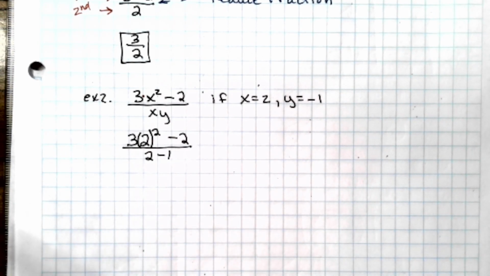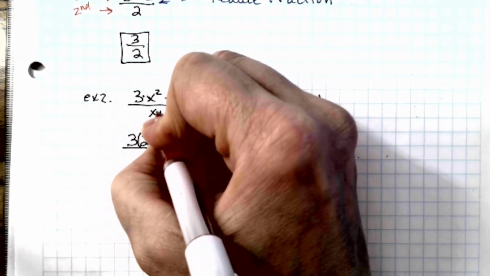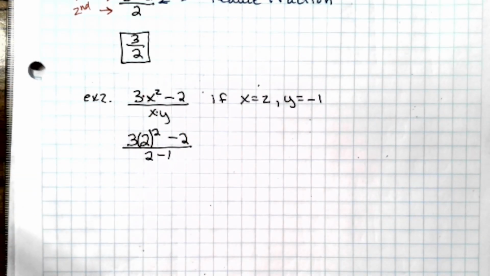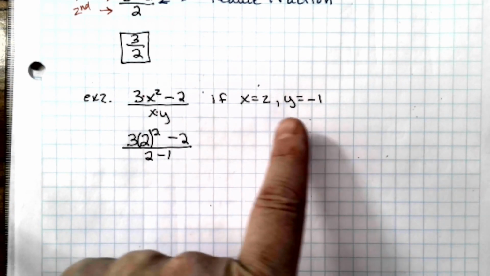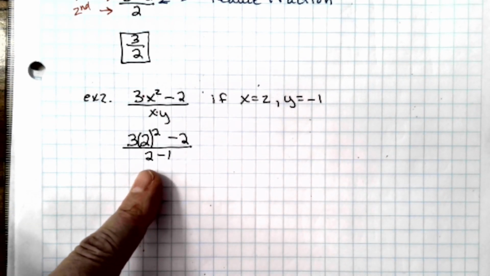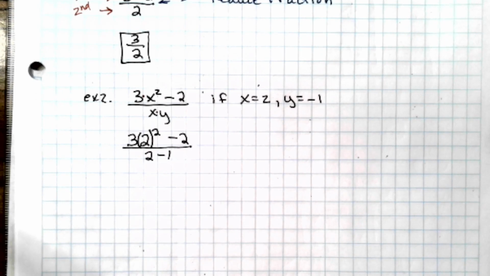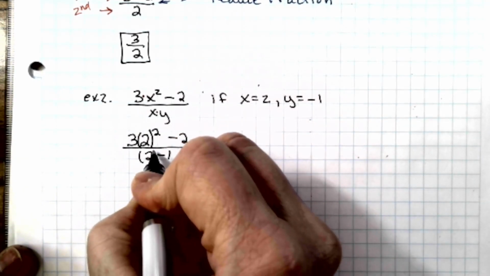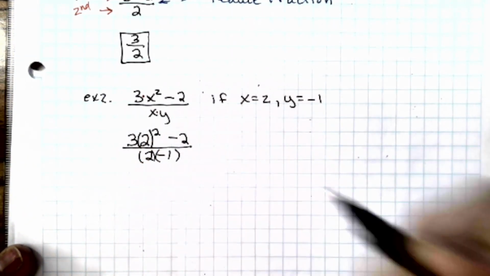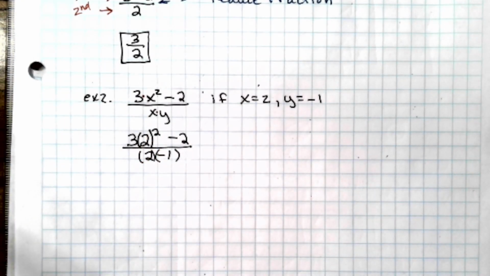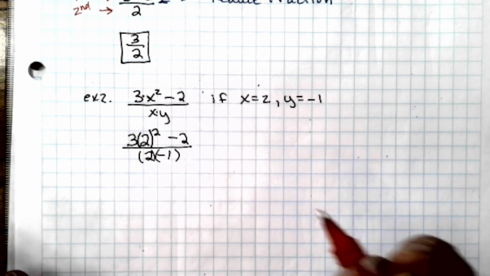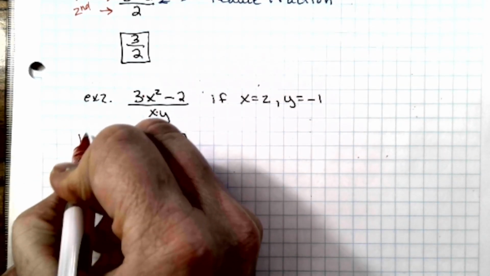On the bottom, you have an x next to a y, which means there's an invisible times symbol. Obviously, when I substituted in the 2 and the negative 1, we're no longer being multiplied. It says 2 minus 1. So the fix, again, is to put parentheses where appropriate. We want x times y, so 2 times a negative 1. All right, so the evaluation process is the same.